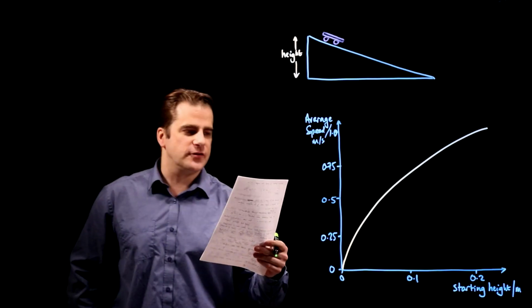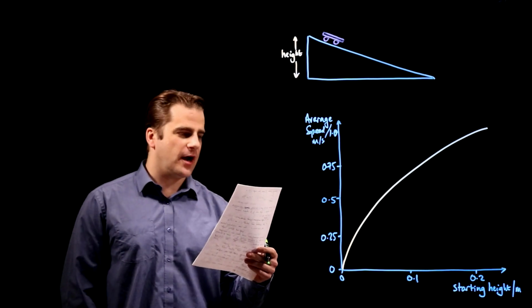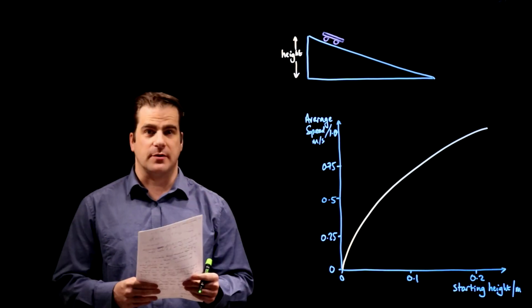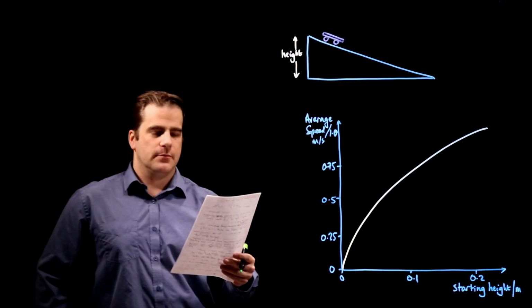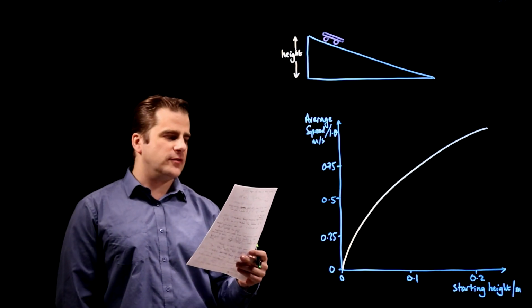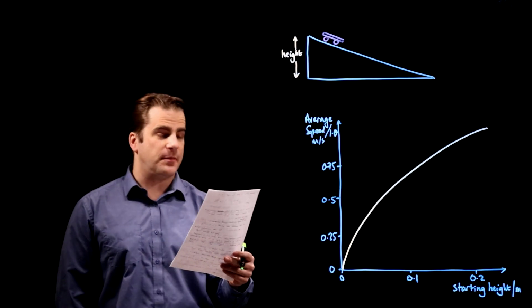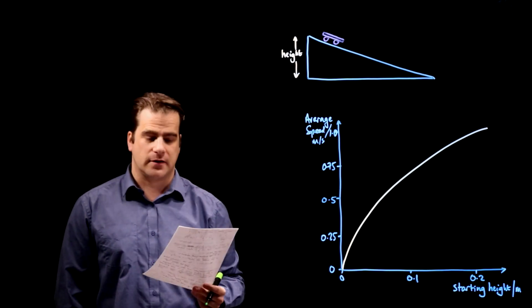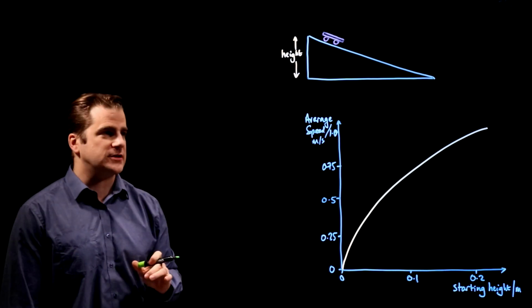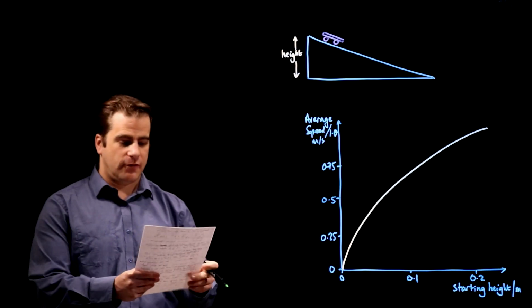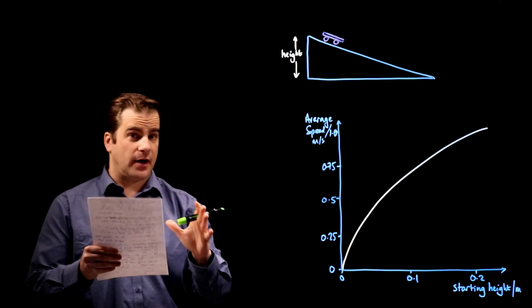Okay. A student investigates how the average speed of a trolley varies with starting height. Okay, there's our trolley. Part A. Describe how the student can determine the average speed of the trolley. 4 marks. Right. So we've got to extract 4 marks out of this question. We're looking for average speed. That's what we have to calculate.